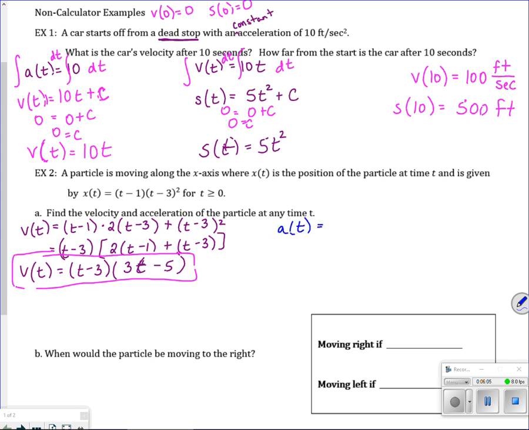The acceleration would be the first times the derivative of the second, which would be 3, plus the second times the derivative of the first, which is 1. So that's 3t minus, that's going to be a plus there. Sorry about that. I was about to say that doesn't look right. So 3t minus 9 plus 3t minus 5. So that is 6t minus 14. There it is.